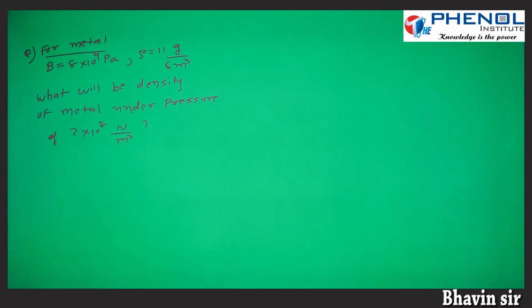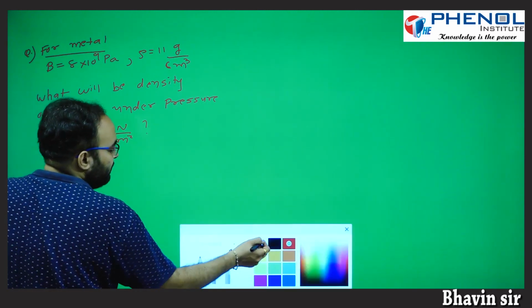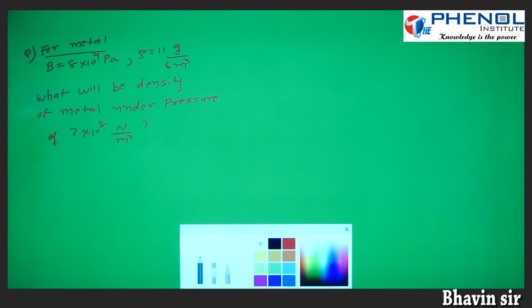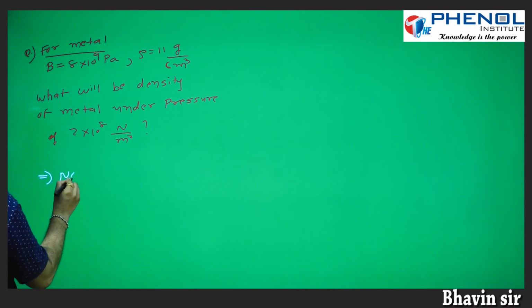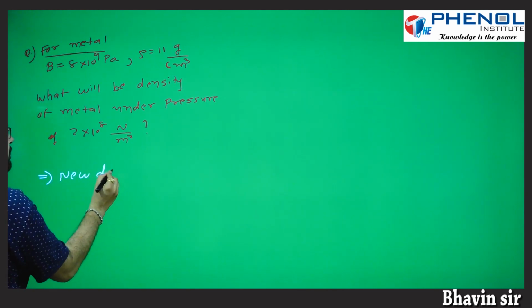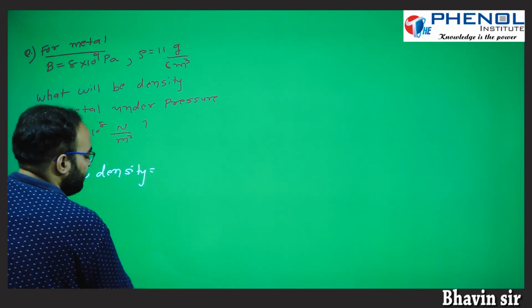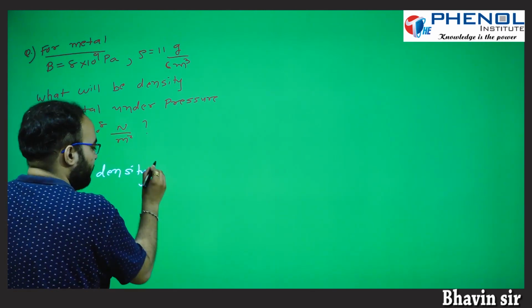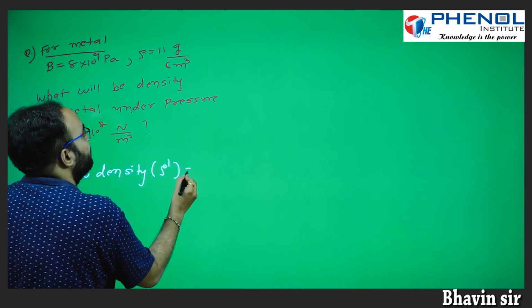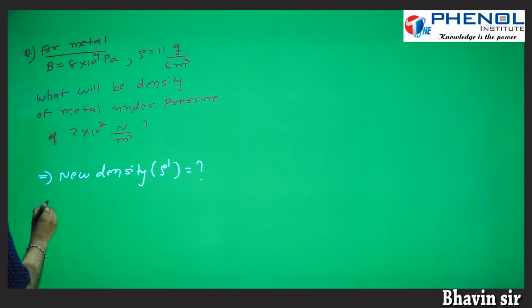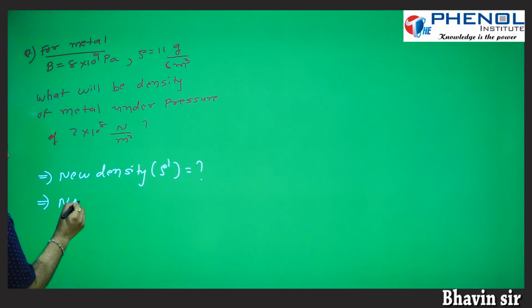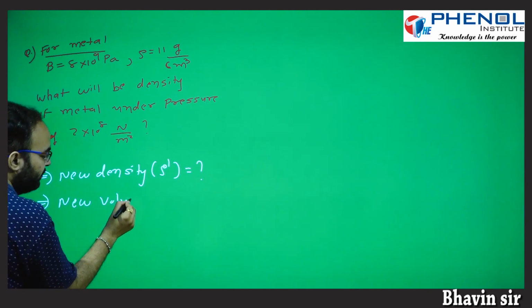Chalo, so see students, here we want to find the new density. What will be the density of a metal under the pressure? Suppose the new density is rho dash. So for that we want to find the new volume.